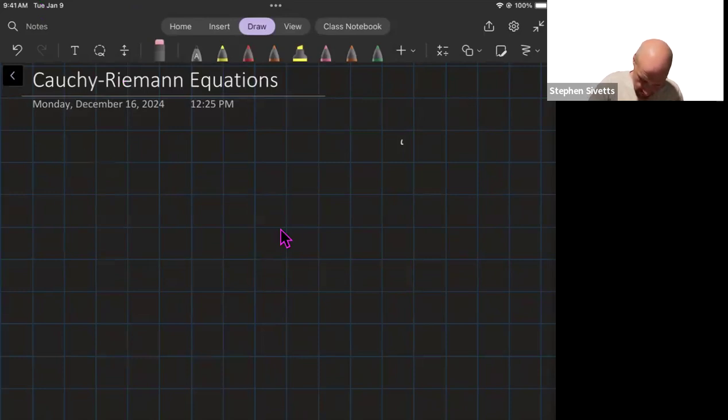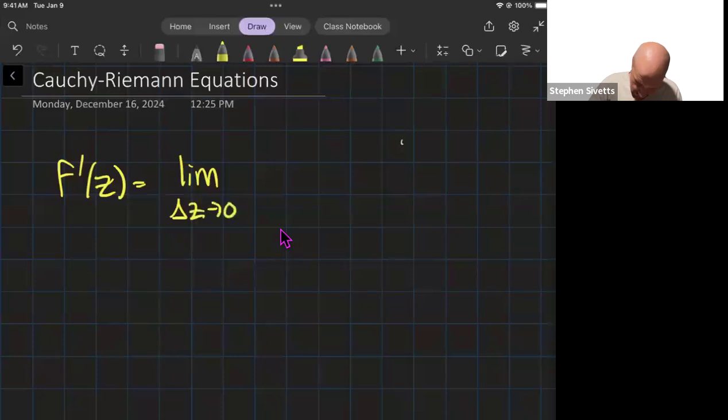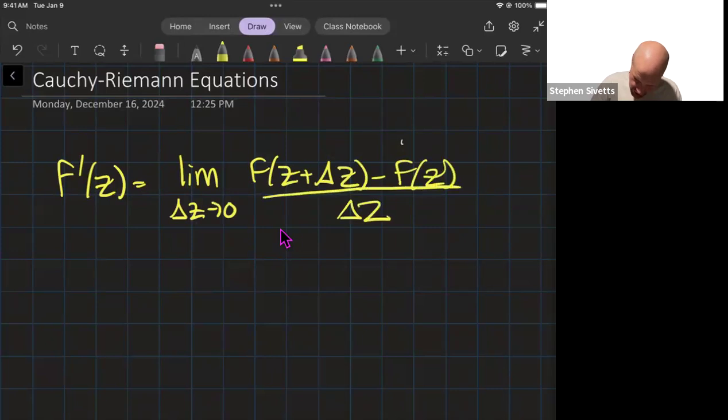Now, in the last video, we looked at the definition of the derivative. So let me write this out. f prime of z is equal to the limit as delta z goes to 0 of f of z plus delta z minus f of z, divided by delta z. This is the definition of the limit, okay?